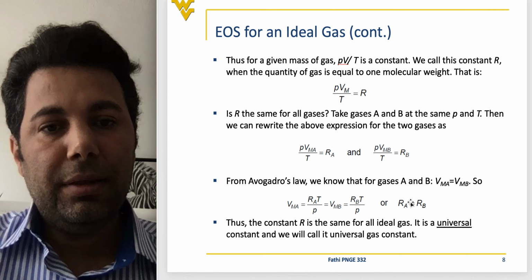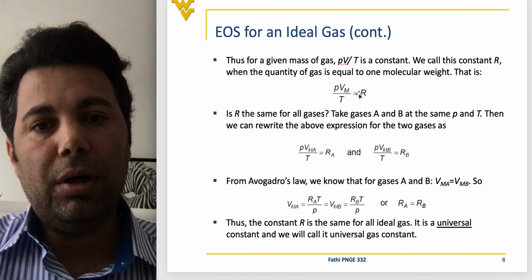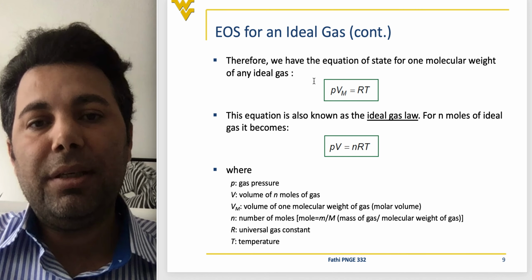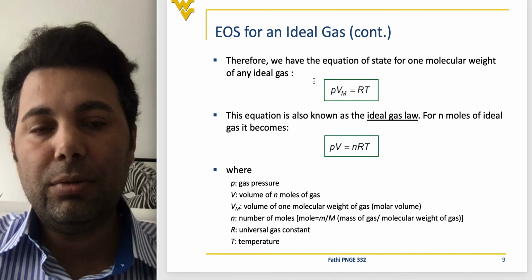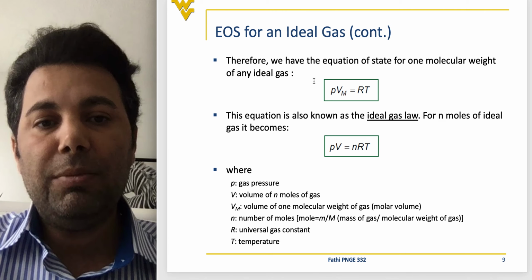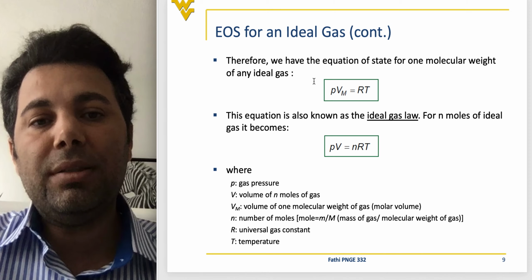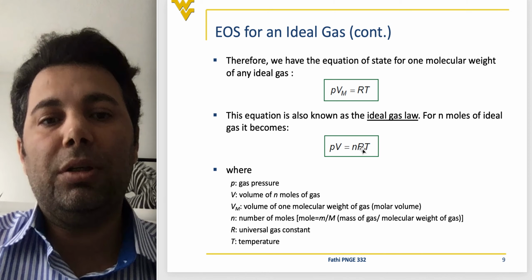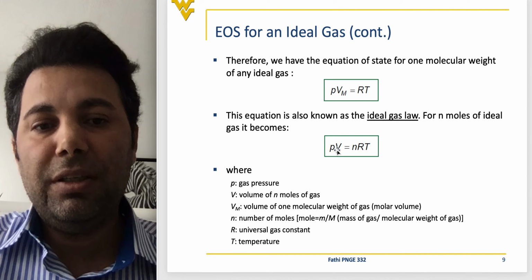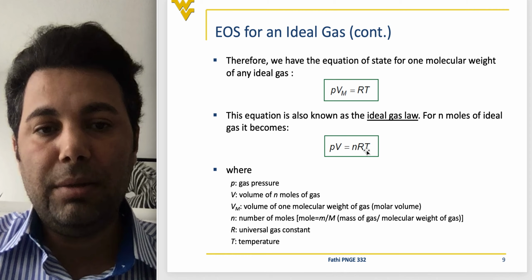So this equation, PVm over T is equal to R, I can write as PVm is equal to RT. This is called the ideal gas law, or ideal gas equation of state. Vm is simply the molar volume. I can write this equation for n moles of gas, so PV becomes nRT. P is pressure, V is volume, n is the number of moles, R is the universal gas constant, and T is temperature.